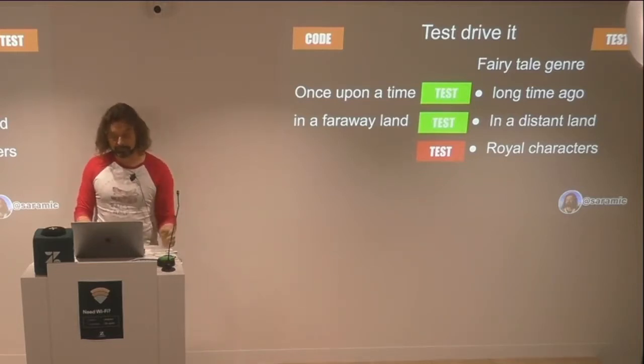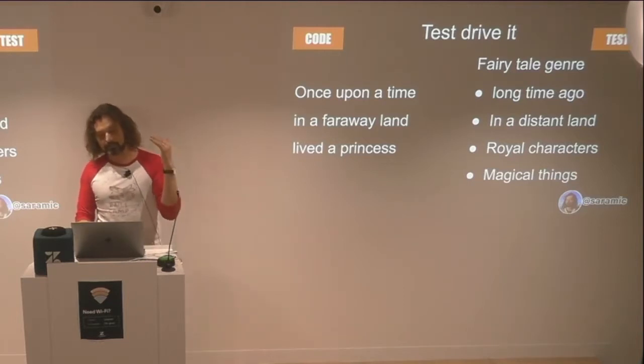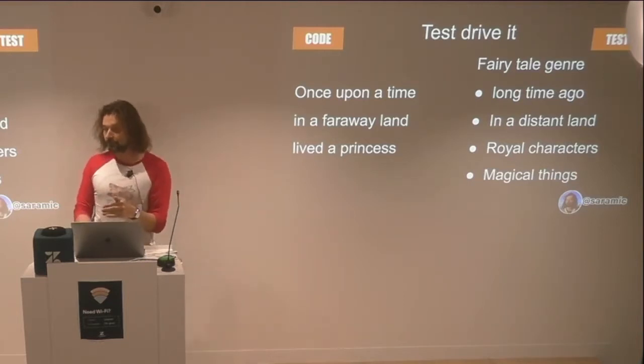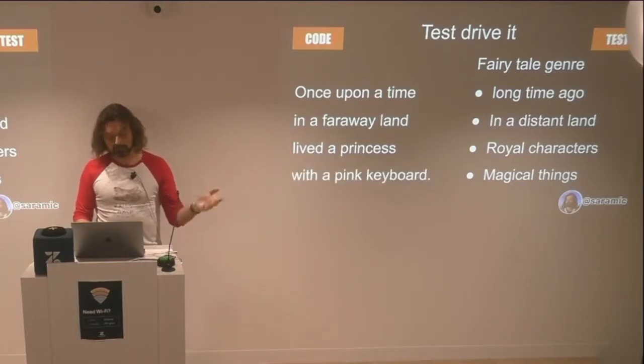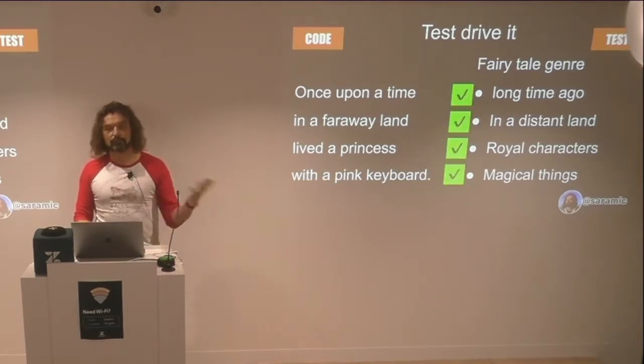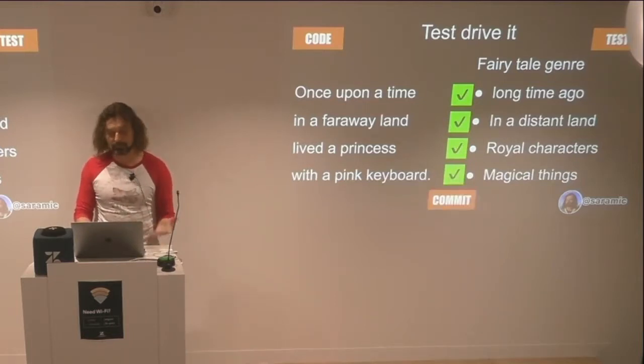There was no royal characters. So then we make it pass by adding there lived a princess. And maybe just to make it a little bit better than the normal story, it has to be a magical thing. And she had a pink keyboard. And then we can write all the tests. And we have all of our tests that are green. And what do we do when everything's good? We commit, right? So then we do a commit.